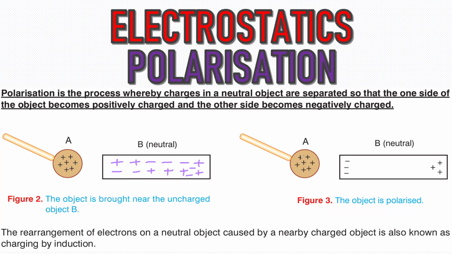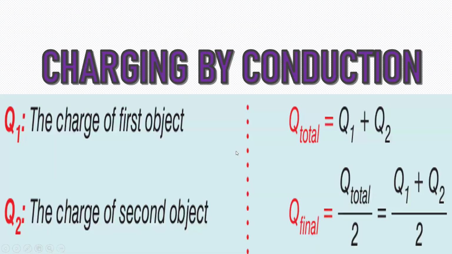If you bring a positively charged object closer, it attracts all the electrons to this side, and then the other side becomes positively charged. This process is called polarization. If they ask you why a charged object, positive or negative, attracts a neutral object, you can say because of polarization. Let's continue with the next one.